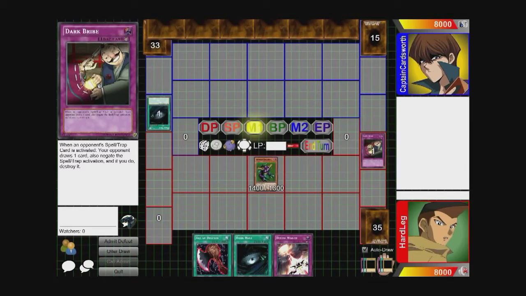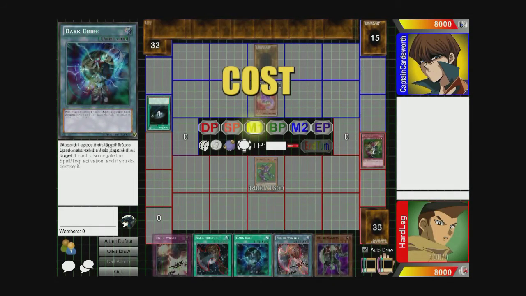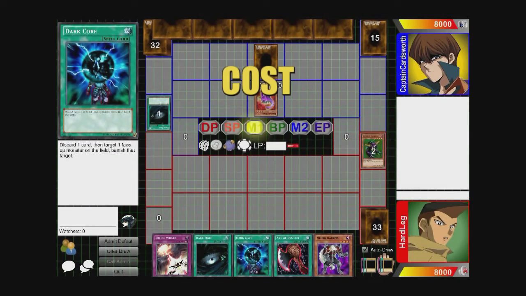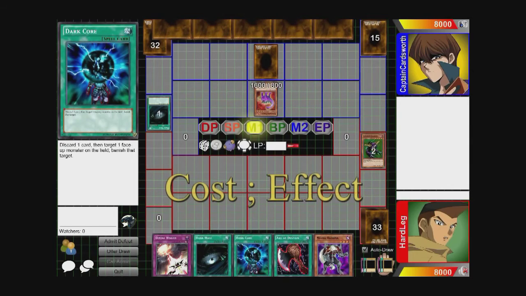Where chains get confusing is the concept of cost and how it relates to effect. In Yu-Gi-Oh!, a cost is something you must do in order to activate a card or effect, usually denoted in the text box by a semicolon. Most of the time, paying a cost involves losing something, such as paying life points, discarding cards, or tributing monsters.